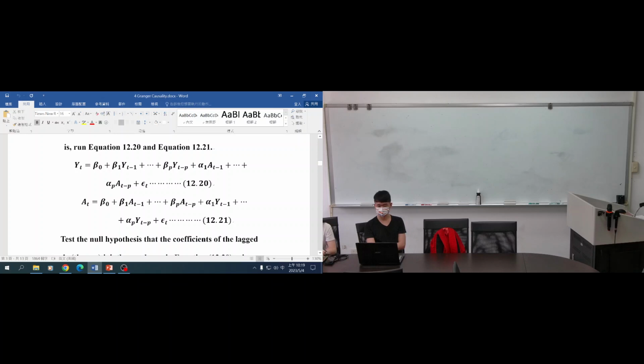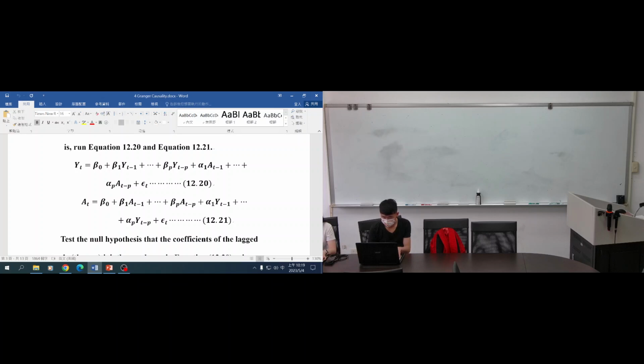This actually, the first one, 12.20, is the same as our textbook. Okay, and 12.21. Oh, it must also be in our textbook, but there's no slide in the PowerPoint. Okay, so let's see this one.